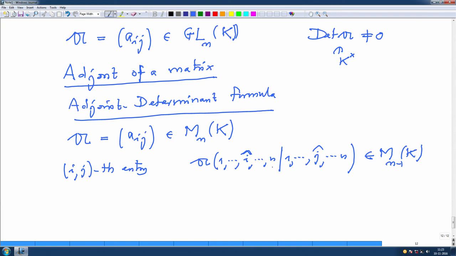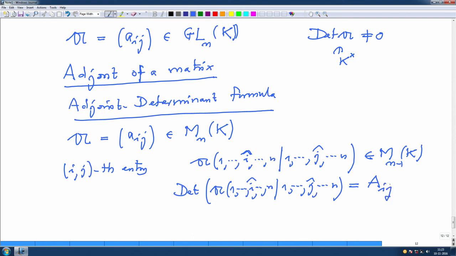So the determinant makes sense. The determinant of this matrix A 1 I this n 1 j, this is some scalar. This scalar I am denoting by capital A I j. It depends on I, it depends on j, and it is some scalar.